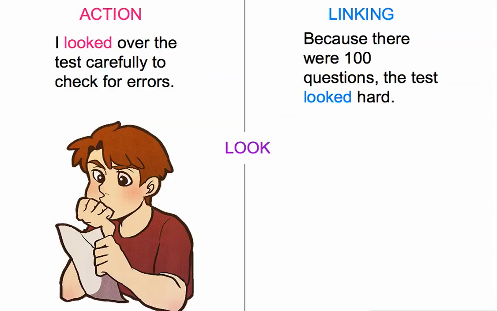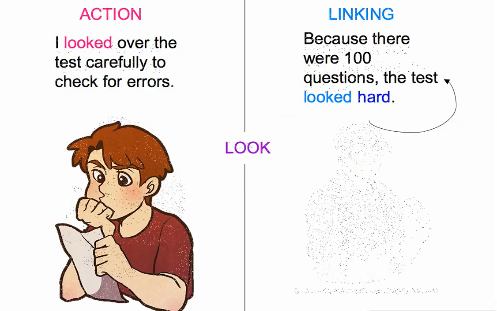It's somebody doing something. He's actively looking at the test. In the linking verb section, nobody's doing anything. The test is being described. And here I can double check that because I have a predicate adjective, hard, that is going back to describe the test.